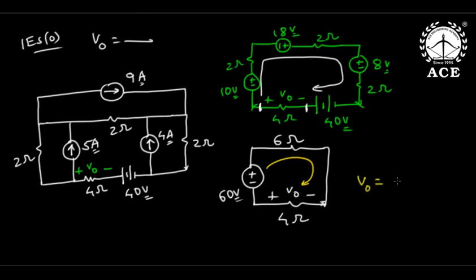So V naught, by the voltage division rule, is minus of the total voltage into 4 ohms by the sum, 4 plus 6, 10. So it is minus 24 volts. Why did minus come? Because this source is driving current clockwise, and if current is entering the right side, the right side should be positive, but it came opposite. So V naught is minus.